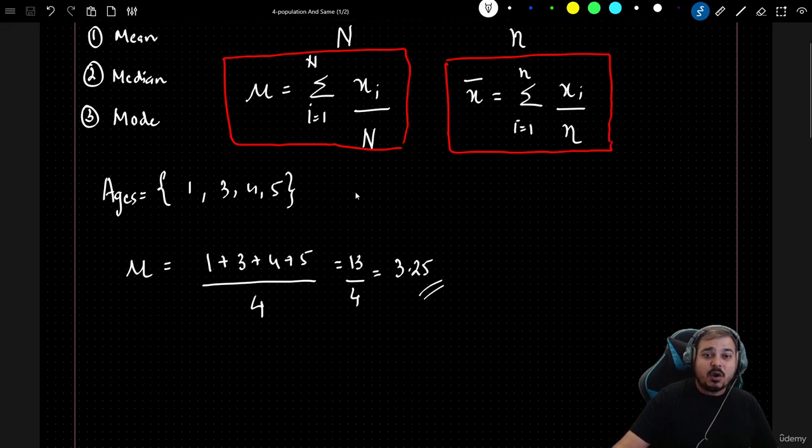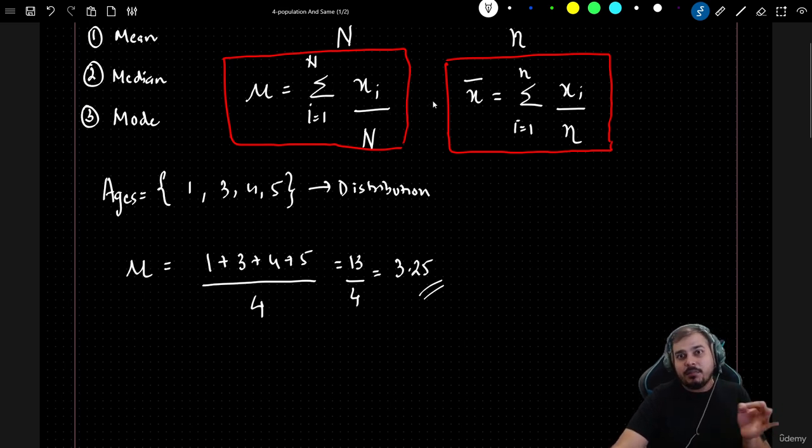Now why is it called central tendency? Because this is basically showing you the central part of this particular distribution. So this is the basic formula to calculate the mean. If we are specifically told in a problem statement, then this mu will become x bar in the case of a sample mean. Very simple, very easy to understand.